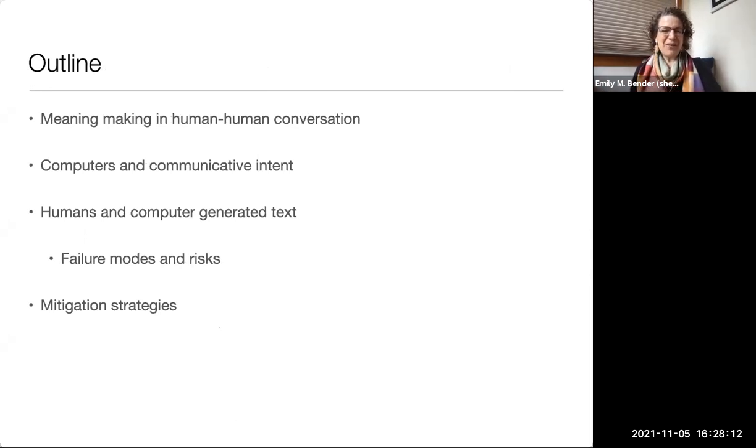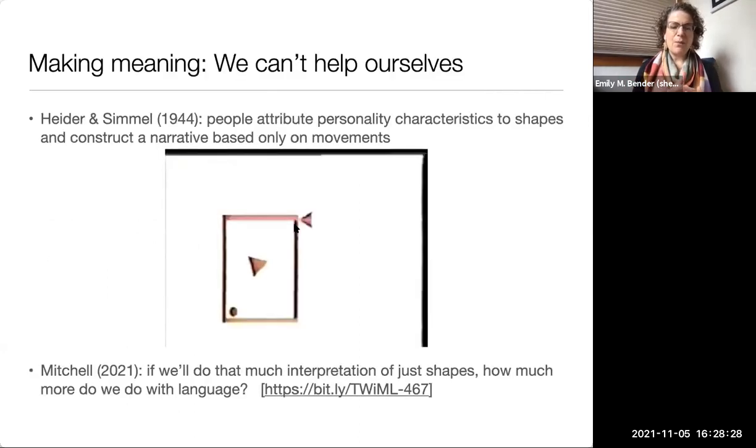All right, so where are we in this overall talk plan? I've talked about meaning making in human-human conversation. I've talked about computers and communicative intent. And now I'm going to transition into looking at what happens when humans encounter computer-generated text, including some failure modes and risks. First, I'm going to show you a non-linguistic example to illustrate how we can't help but make meaning when we see certain things.